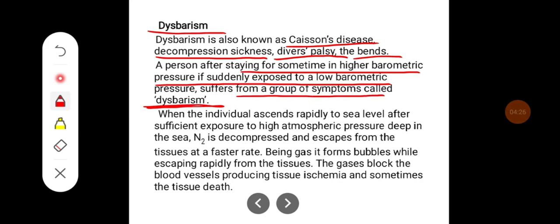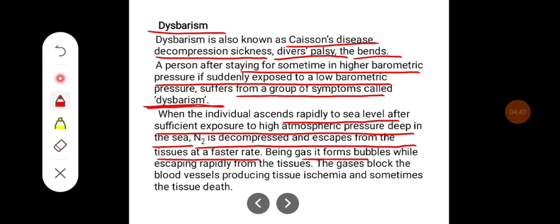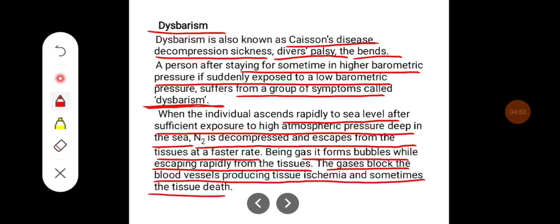When the individual ascends rapidly to sea level after sufficient exposure to high atmospheric pressure deep in the sea, the nitrogen is decompressed and escapes from the tissues at a faster rate. Being a gas, it forms bubbles while escaping rapidly from the tissues. The gas bubbles block the blood vessels, producing tissue ischemia and sometimes tissue death.